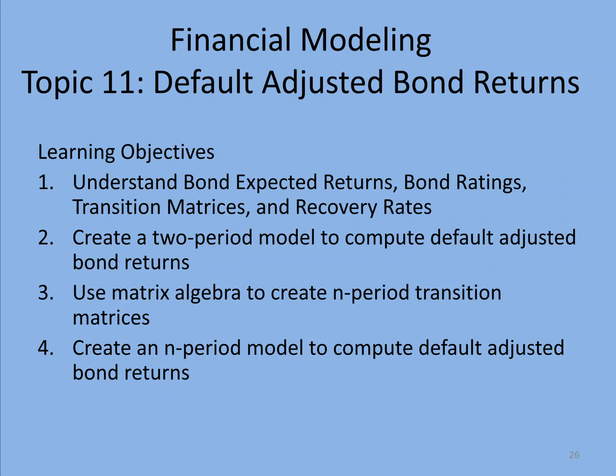So in this topic, we calculated default adjusted bond returns. We started by understanding bond expected returns versus YTMs. Talked about bond ratings, transition matrices, and recovery rates. We created a simple 2-period model to calculate default adjusted bond return. Then we used matrix algebra to create an n-period transition matrix, and we used that matrix power function. And then lastly, we created that n-period model to calculate default adjusted bond returns.